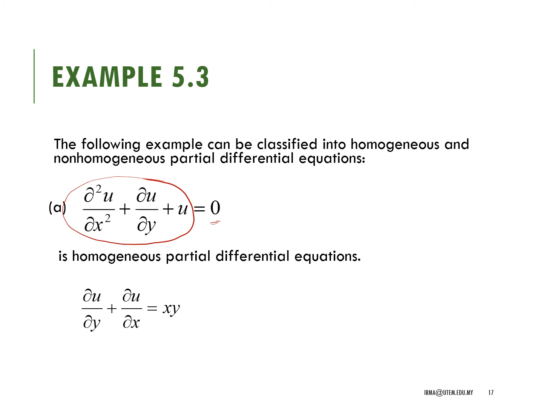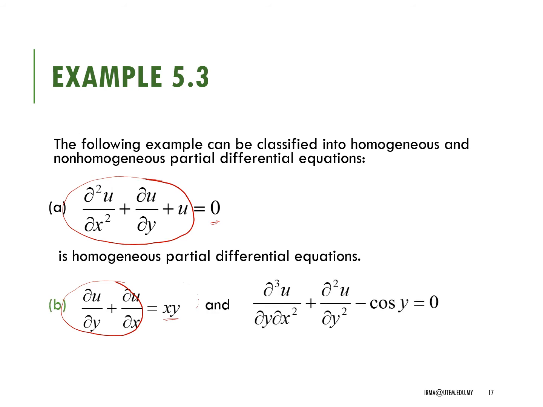So this one, if you look here, all u is on the left hand side, and on the right hand side we don't have any u, so no need to rearrange the equation. We see that the right hand side is not equal to 0, so this is a non-homogeneous PDE. Same as this one.